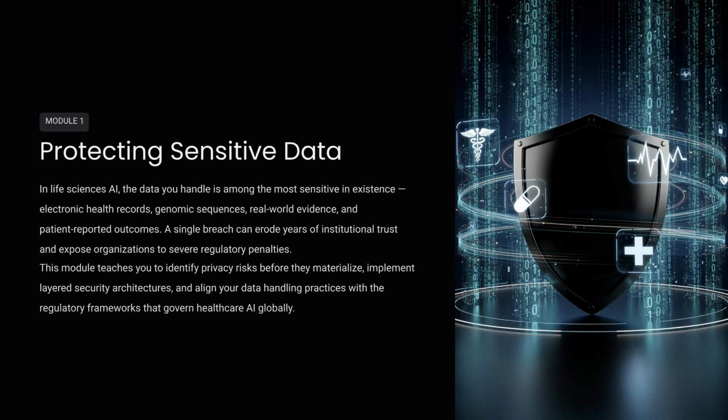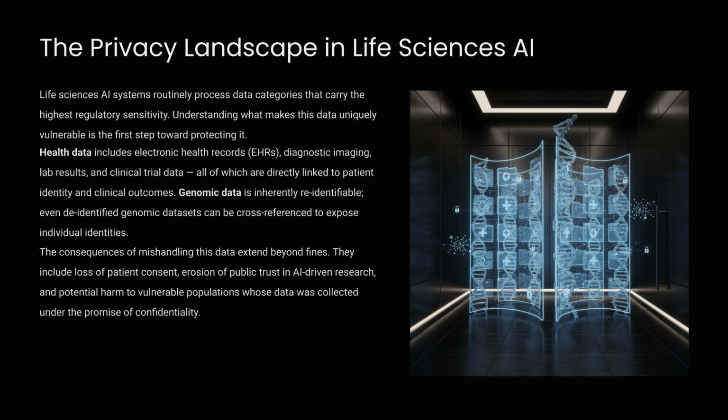The data handled in life sciences is highly sensitive, including electronic health records and genomic sequences. This module teaches you to identify privacy risks and align your practices with global regulatory frameworks. Life sciences AI systems process data with the highest regulatory sensitivity. Understanding the unique vulnerability of health and genomic data is crucial.